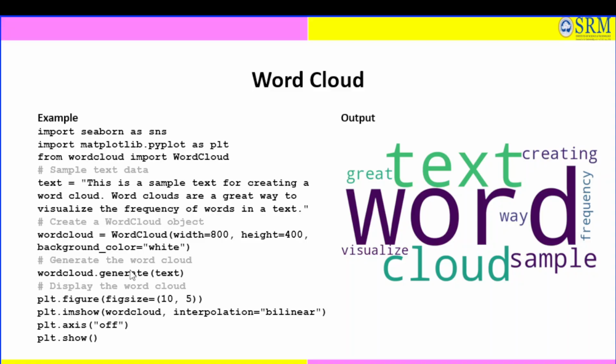Once you call this generate method, only then will the word cloud be created with the parameters you have mentioned. You also mention the figure size, how it is going to display in Python or the Jupyter notebook, what type of interpolation you're going to use, and whether you want the axis or not, just turn it off, then finally show it.